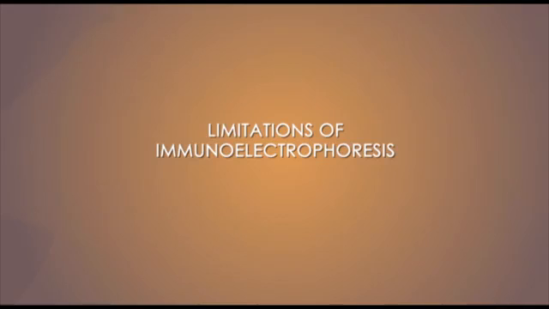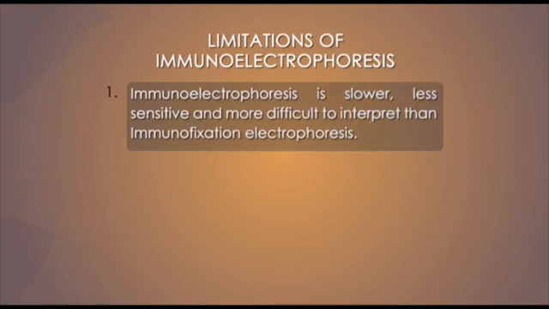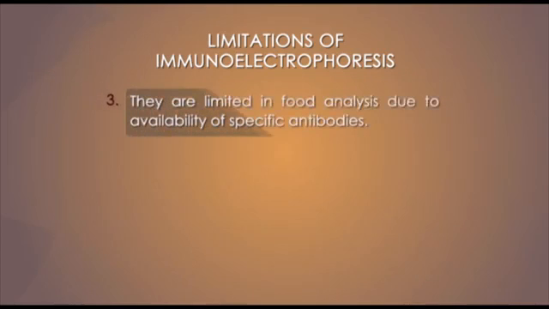The limitations of immunoelectrophoresis. First, immunoelectrophoresis is slower, less sensitive, and more difficult to interpret than immunofixation electrophoresis. Second, this method fails to detect small amounts of monoclonal M proteins because the most rapidly migrating immunoglobulins present in the highest concentrations may obscure the presence of small M proteins. 3. They are limited in food analysis due to availability of specific antibodies.